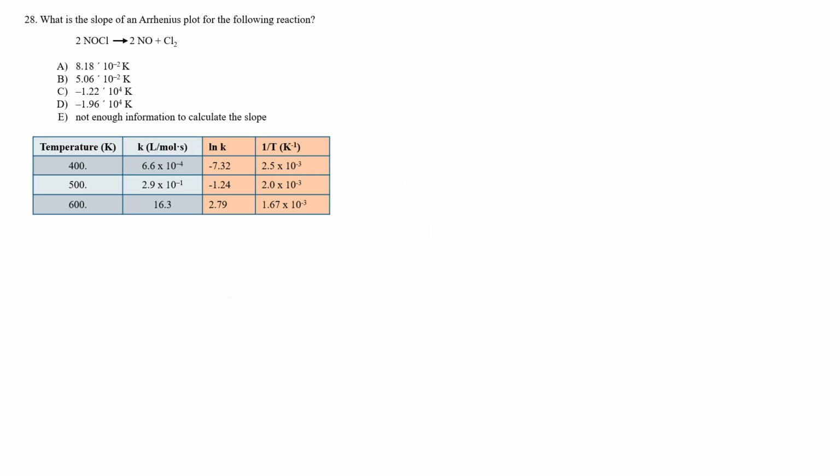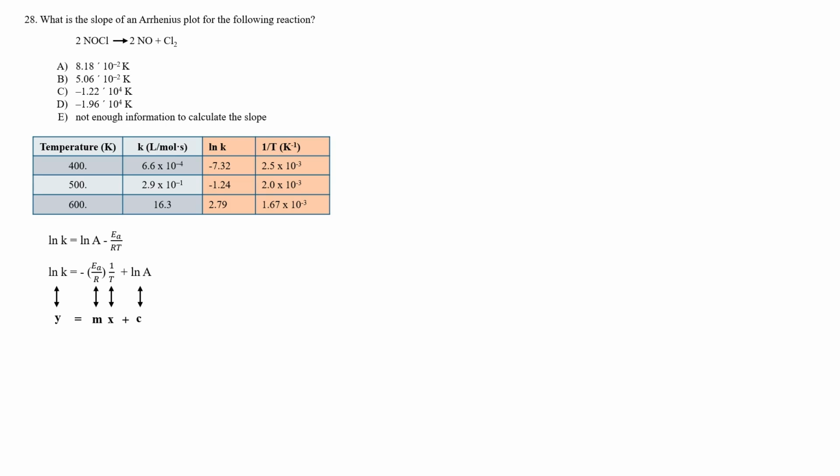Question number 28. What is the slope of the Arrhenius plot for the following reaction? So you have answers given and the data given for rate constant and the temperature. I have added here another two columns extra. If we have the rate constant given, we can find ln K and the temperature 1 over T values. The reason is the Arrhenius equation is ln K equals ln A minus Ea over RT. If we linearize this equation, the linear equation looks like this. ln K is equal to minus Ea over R times 1 over T plus ln A.